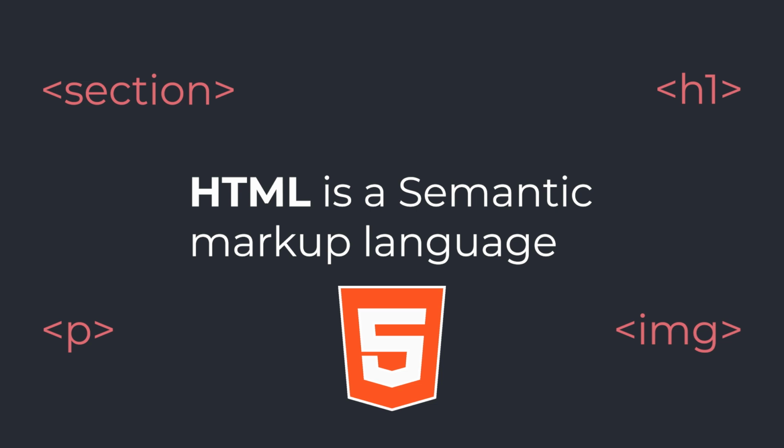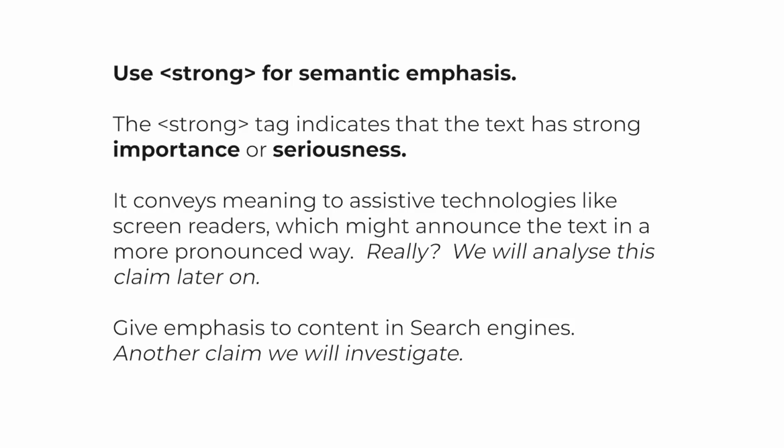The strong and the bold tags in HTML render the text the same, i.e. bold in both cases, but their purpose and use cases are different. The strong tag: we use the strong tag for semantic emphasis. The strong tag indicates that the text has strong importance or seriousness. It conveys meaning to assistive technologies like screen readers, which might announce the text in a more pronounced way.